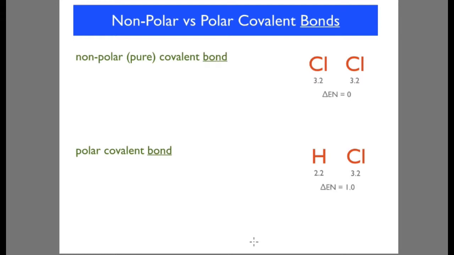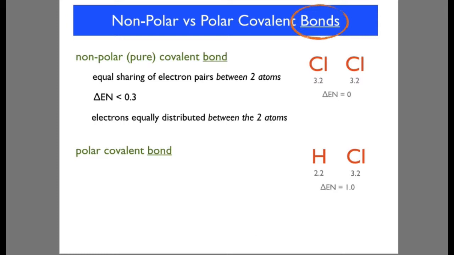So, we've already looked at non-polar versus polar covalent bonds. The equal sharing of electron pairs between two atoms results in a non-polar or pure covalent bond. The difference in the electronegativity of the two atoms must be under 0.3. Electrons are equally distributed between the two atoms. You can see here this electron pair directed between the two chlorine atoms.